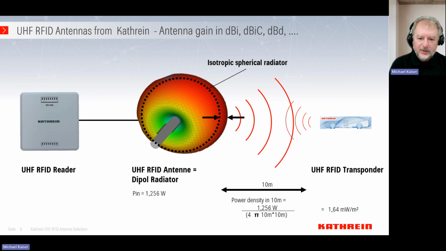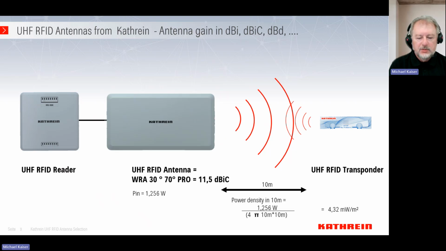You can imagine we had the spherical isotropic radiator before as a ball, and now in this direction we have 0.64 milliwatt more. This means we focus the beam in this direction. The same we do with standard antennas.